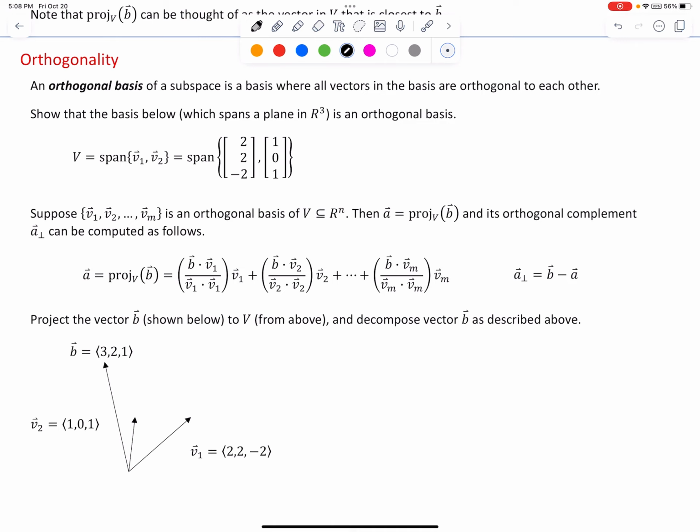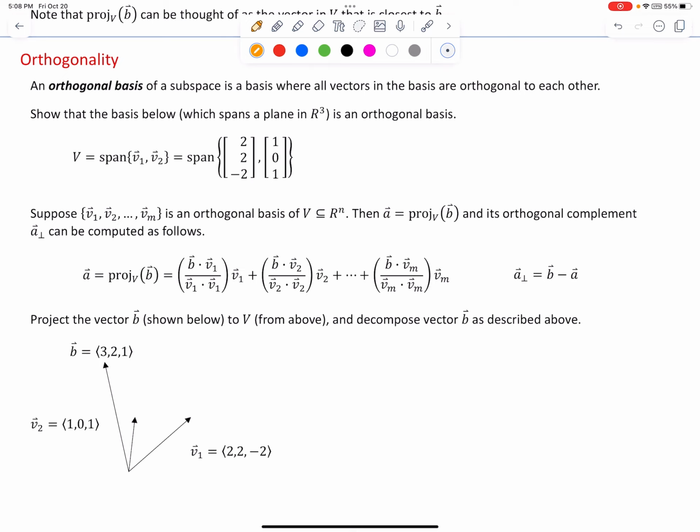Now, an orthogonal basis of a subspace is a basis where all vectors in the basis are orthogonal to each other. That means if you were to do the dot product of any pairing of vectors in the basis, you would get 0. Show that the basis below, which spans a plane in R3, is an orthogonal basis. So we have two three-dimensional vectors, and they are not multiples of each other, so they are linearly independent. So when you span them, you will get a plane in 3 space.